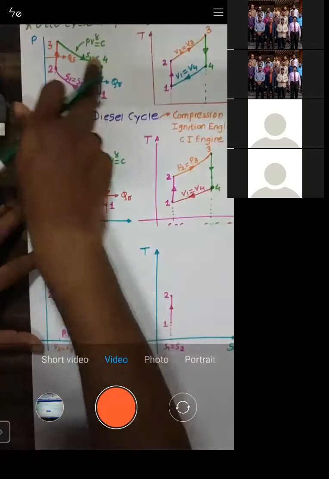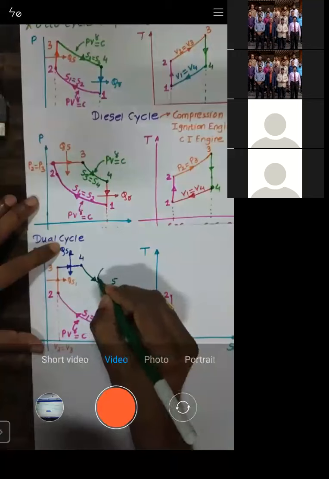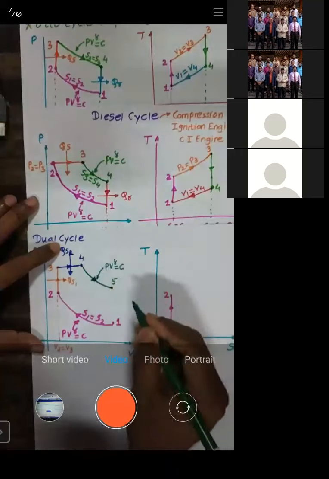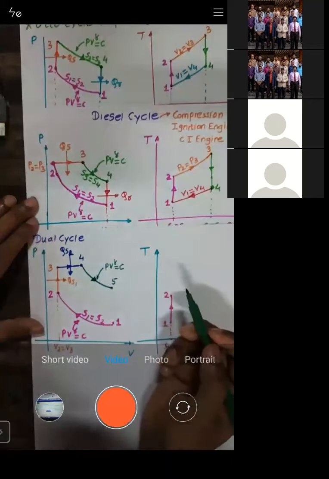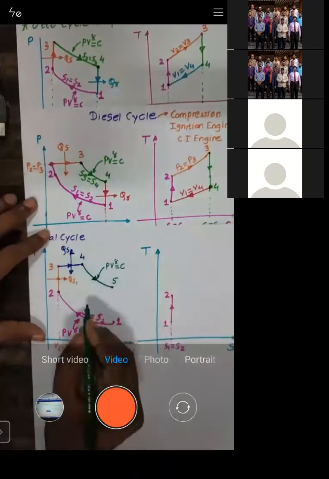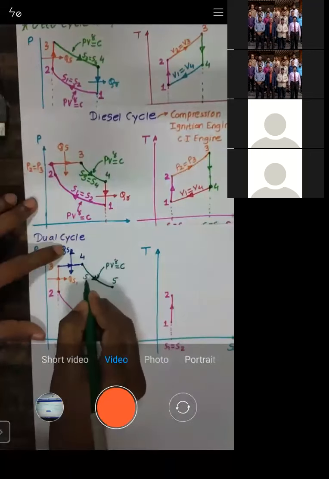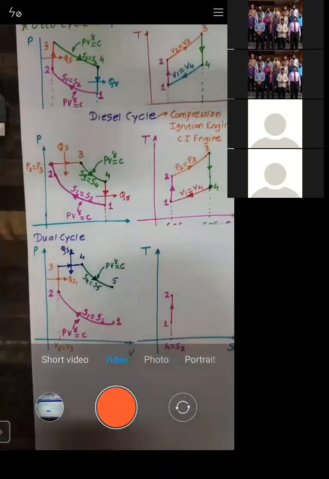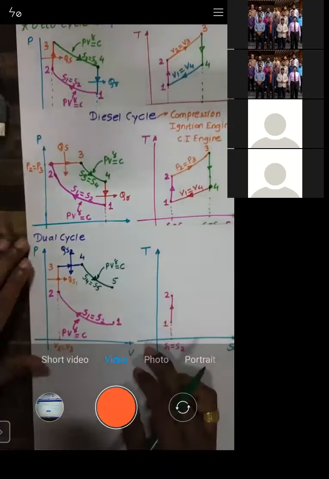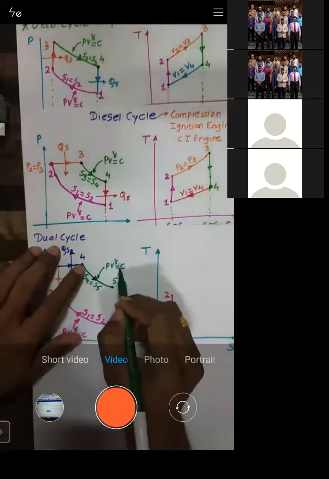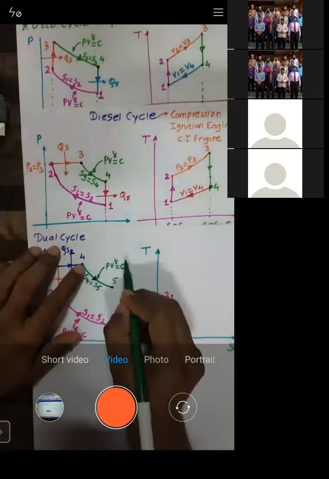See, like this. This expansion is isentropic, which is governed by the law P V raised to power gamma is equal to C. That means entropy at point number 4 is the same as entropy at point number 5. Right, so this is nothing but isentropic. P V raised to power gamma is equal to C indicates it's isentropic.